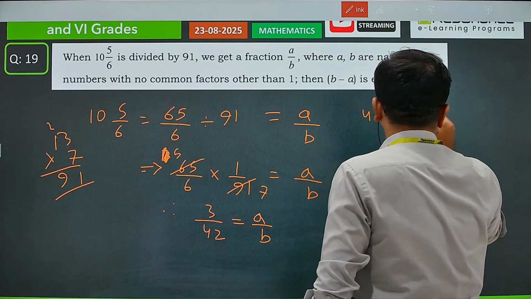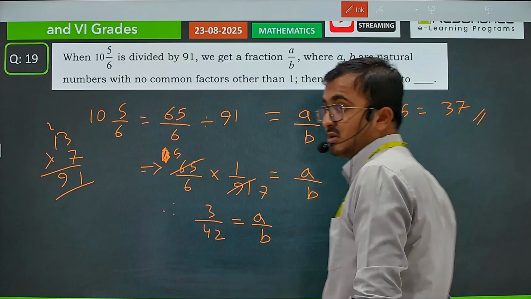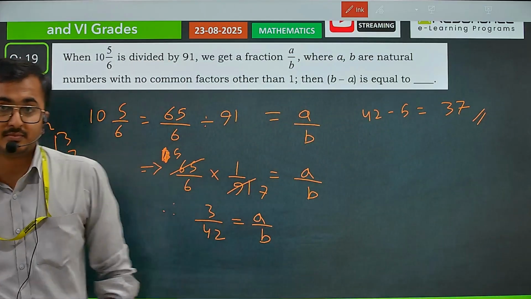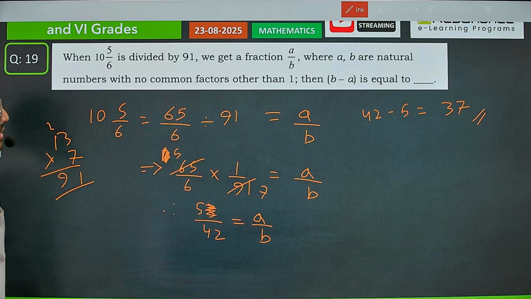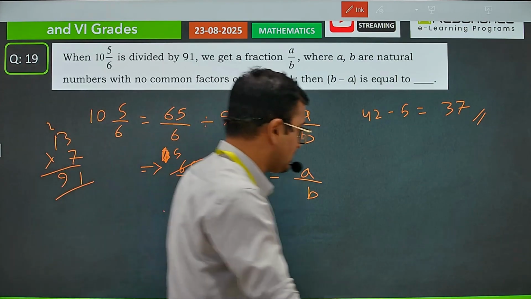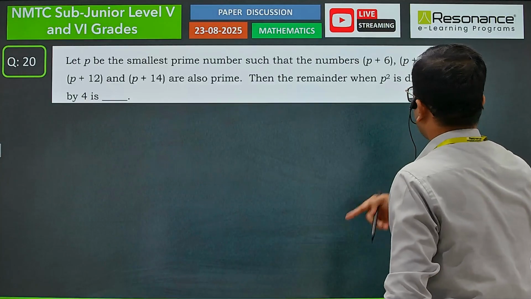42 minus 5, that becomes 37. Okay, this is 5. Done. Yes, that's it. Okay, moving to the next one.